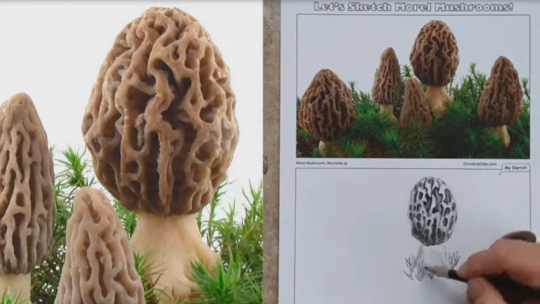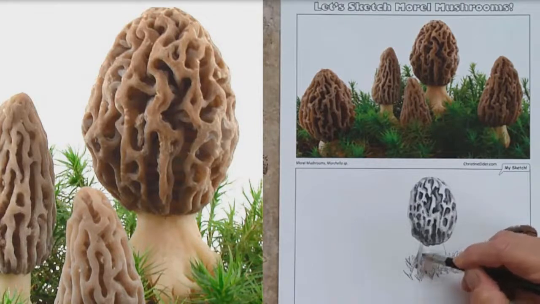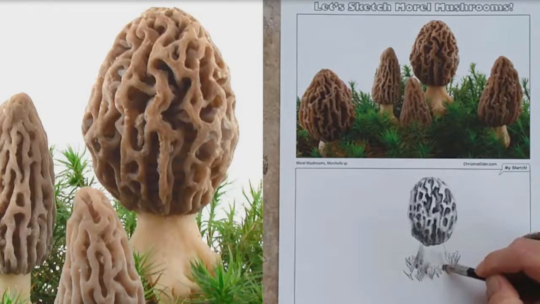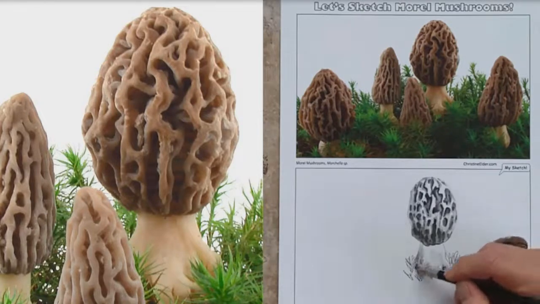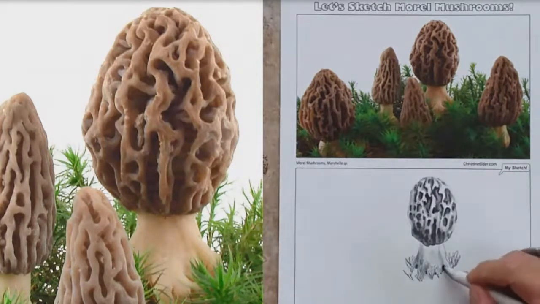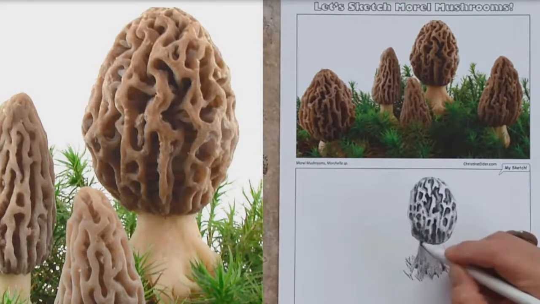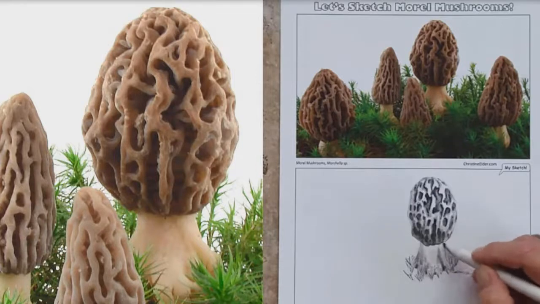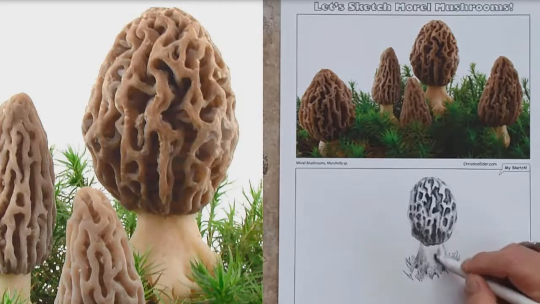And I'm kind of darkening up the base to make it look like it's in the shadows under the green moss. Using the smudging tool again as much of a drawing tool as a smudging tool, you can see.